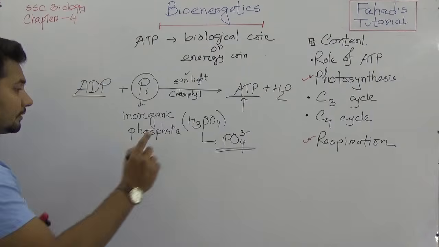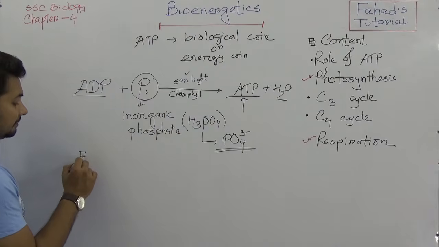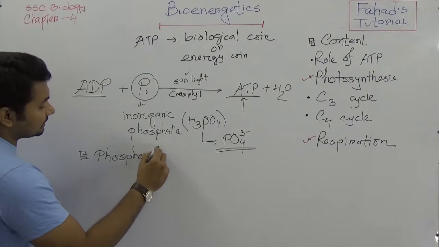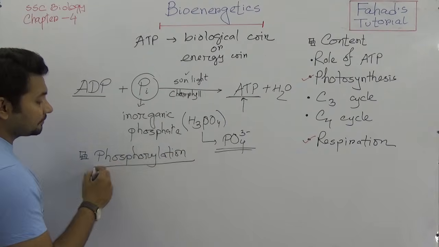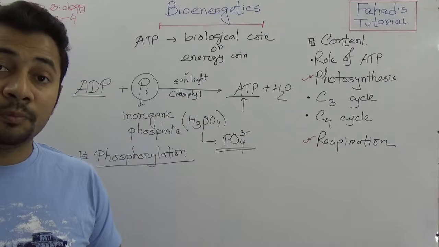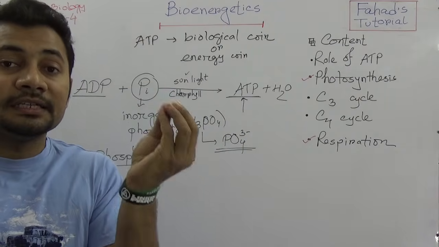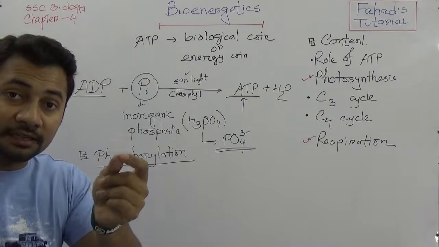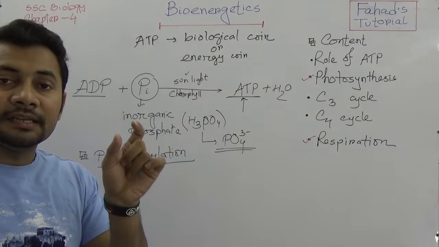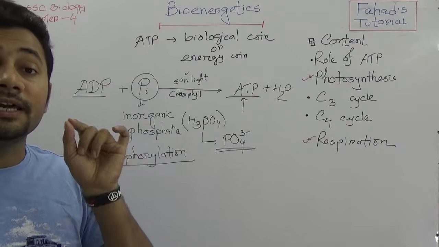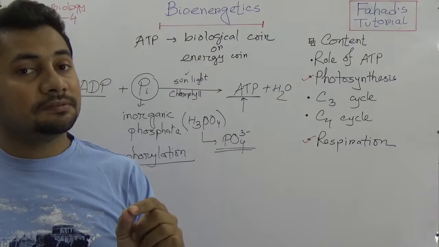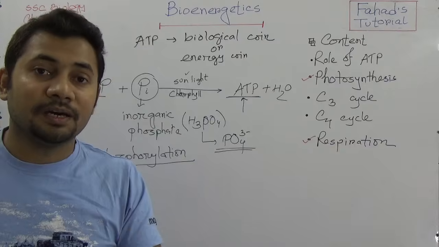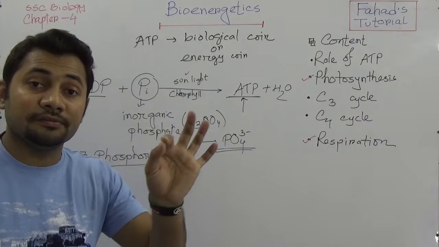And this is a very common question in your exam paper: what is phosphorylation? Phosphorylation is the process when a phosphate ion is added to any compound. So as this inorganic phosphate is added to ADP, this process is called phosphorylation. As this phosphorylation is occurring with the help of sunlight, that is why this process is called photophosphorylation.